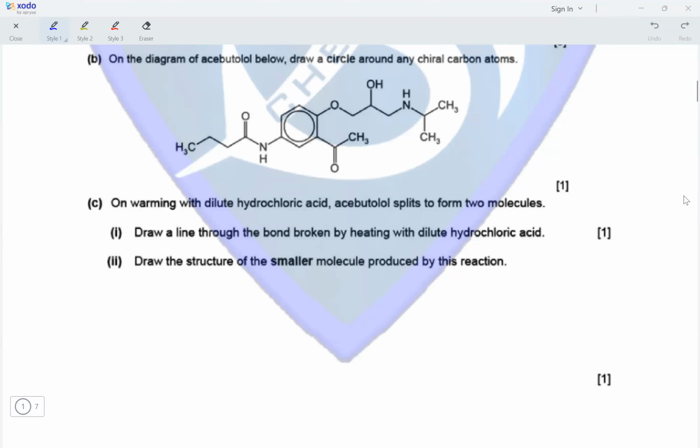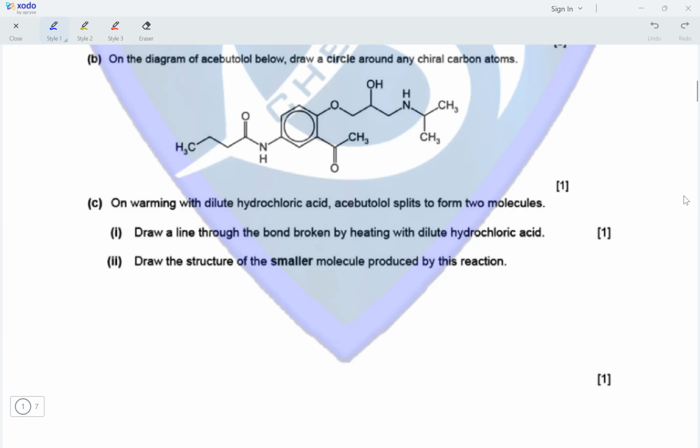On the diagram of acebutolol below, draw a circle around any chiral carbon atom. A chiral carbon atom is a carbon atom that forms four single bonds with four different groups on it. If we start from left to right, we've got a CH3 group, a CH2 group, a CH2 group. Then we move on to the CH3 group attached to the oxygen, which is attached to the benzene ring. Then we move on to the secondary alcohol group.